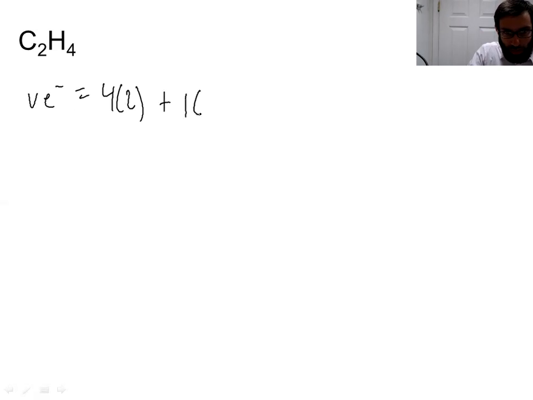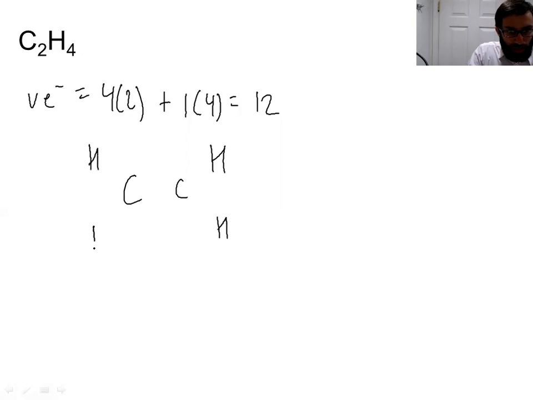Hydrogen, remember, is always 1 valence electron, and there's 4 of them. So that's going to get me 8, that's 12 valence electrons. Hydrogen can never be a center atom. It's always going to be on the end or terminal atom. So the skeleton is going to have to look something like this.